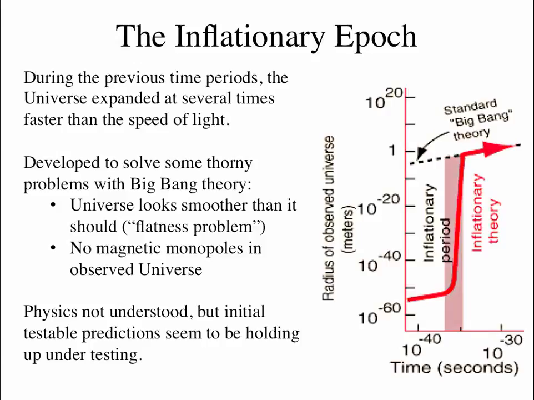And if you project that forward into today, that would mean that any of these magnetic monopoles that are predicted but not seen, that there may only be one within several billion light years of the Earth, which would explain why we haven't seen it. The physics behind inflation, why it happened, is not well understood. There are testable predictions. The newest results seem to be holding up these predictions.